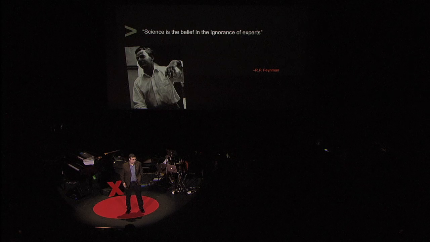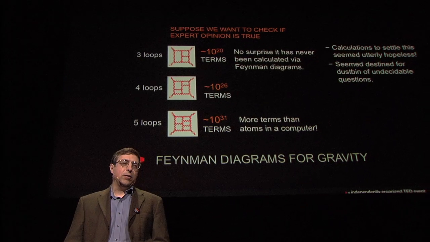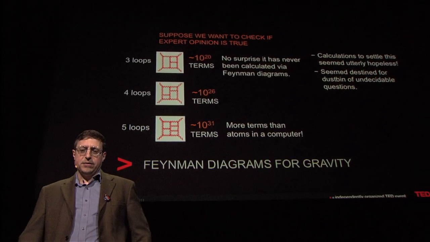Just because the experts say something doesn't make it true. You have to dig down and understand exactly why the experts are saying something. So let's suppose that we actually wanted to check the expert opinion. Then we would need to do some Feynman diagrams.